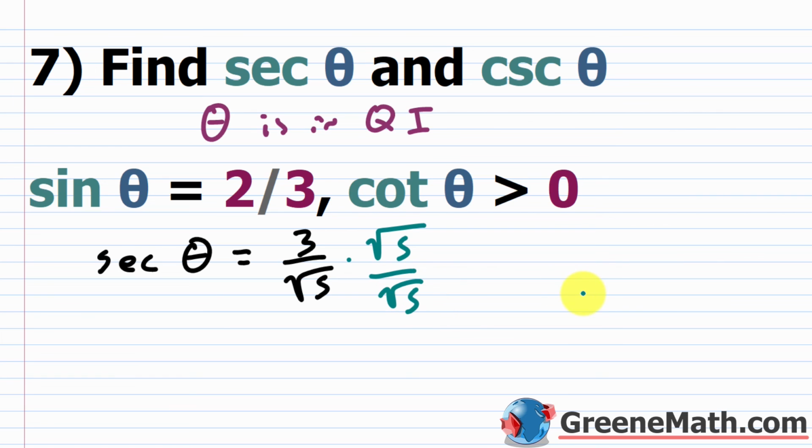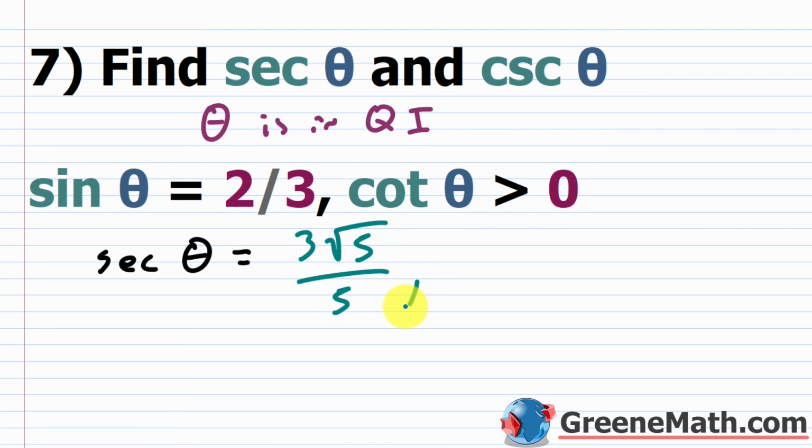So you end up with 3 times square root of 5 over 5. So 3 times square root of 5 over 5. Now, I want my cosecant of theta, which is just the reciprocal of the sine of theta. So let me write the cosecant of theta. It's the reciprocal of this. So it's just going to be 3/2.